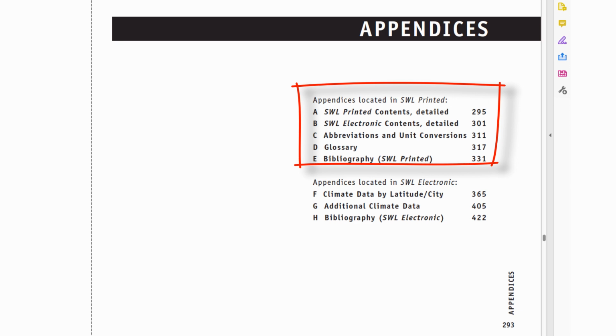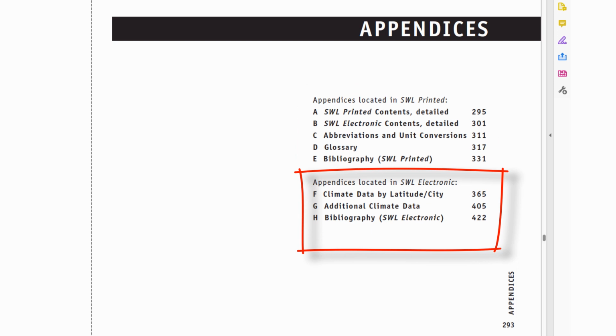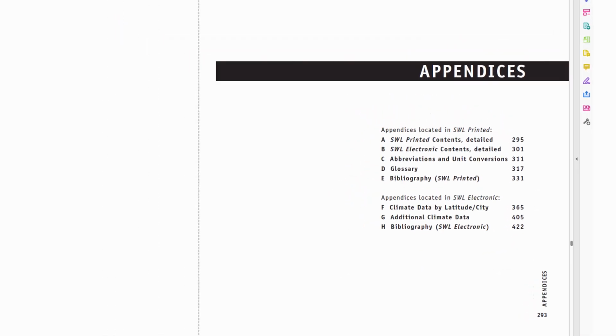Over in the electronic volume, you'll find the climate data. That's organized by latitude and city. You'll also find additional climate data and a bibliography that deals with the citations that are used in the electronic volume.